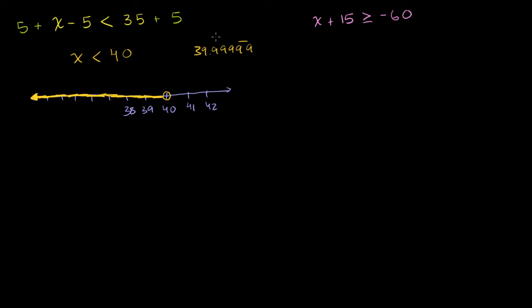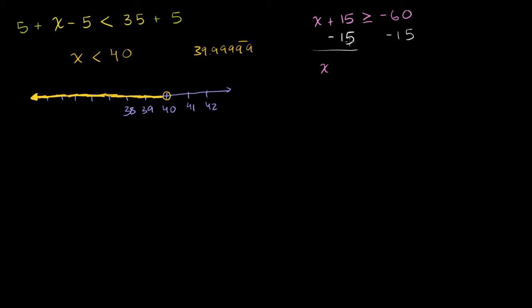And I like to switch up my notation. Here I added the 5 kind of on the same line. You could also do your adding or subtracting below the line like this. So if I subtract 15 from both sides, so I do a minus 15 there, and I do a minus 15 there, then the left-hand side just becomes an x.